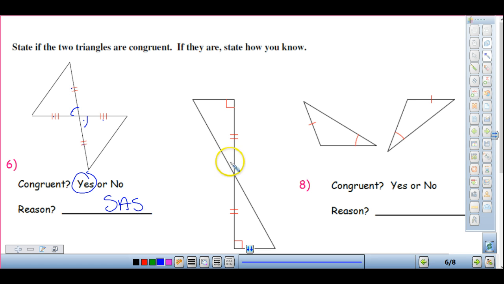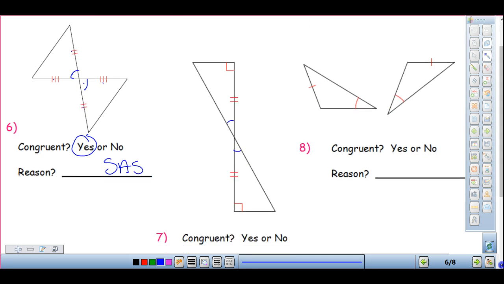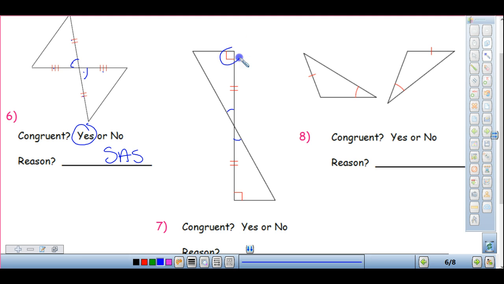When we look at this one, we've got that vertical angle again. Alright, and so if we look at it, again, I have an angle, a side, and an angle. Down here I'm going angle, side, angle. So again, I've got angle, side, angle.